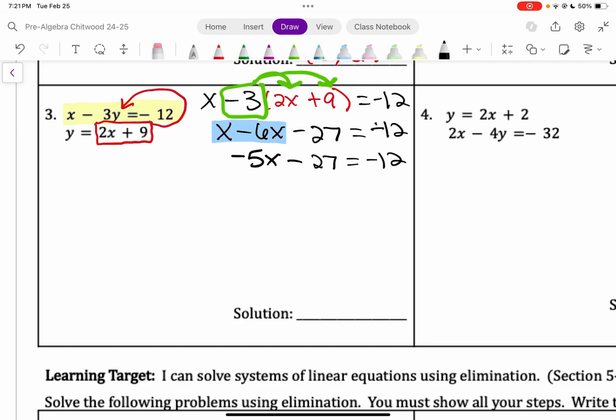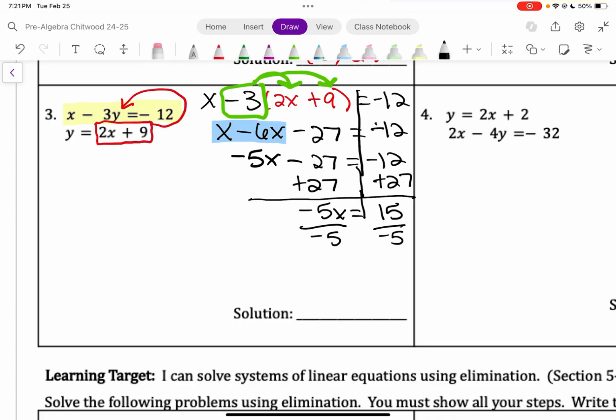Now, since I have my variable on one side, I want to move my constant to the other side. I am going to add 27 to the left, add 27 to the right, and I will get negative 5x equals 15. And then my last step is you divide by the coefficient, which will give me x equals negative 3.